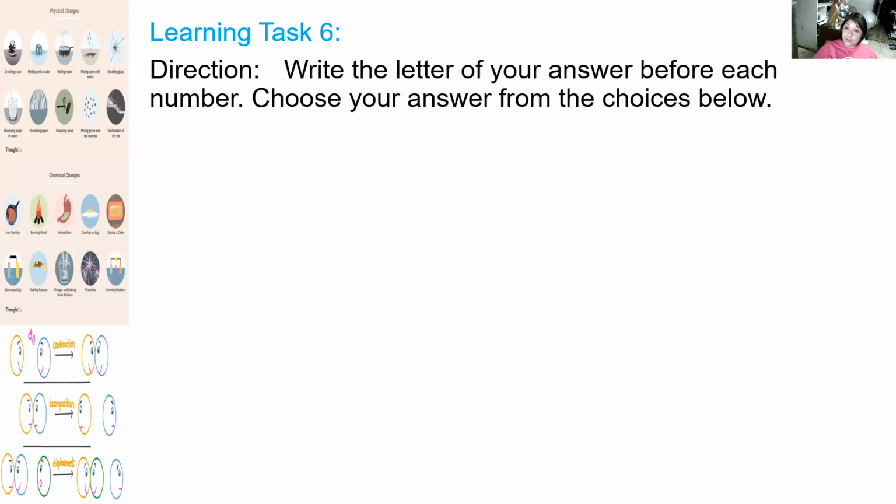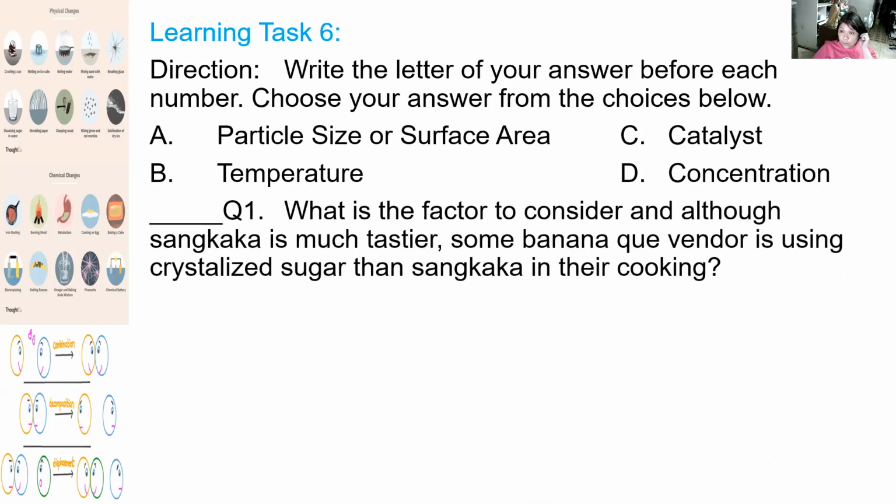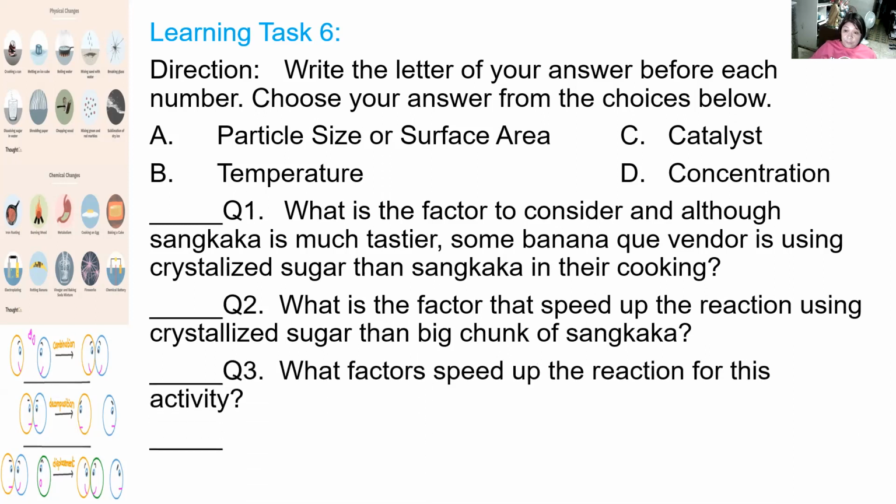Write the letter of your answer before each number. Choose your answer from the choices below. A, particle size or surface area. B, temperature. C, catalyst. D, concentration. What is the factor to consider? Although sangkaka is much tastier, some banana cue vendors use crystallized sugar rather than sangkaka in their cooking. Number two, what is the factor that speeds up the reaction when using crystallized sugar rather than a big chunk of sangkaka? Number three, what factor speeds up the reaction for this activity?